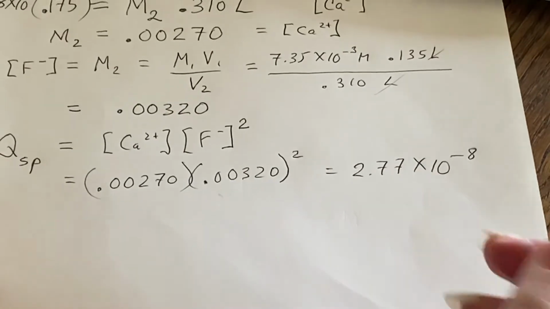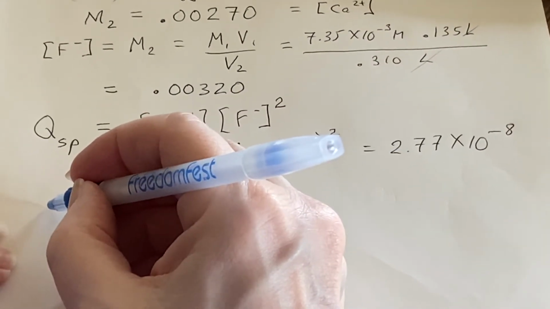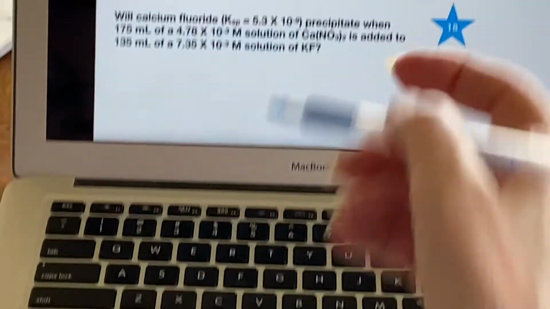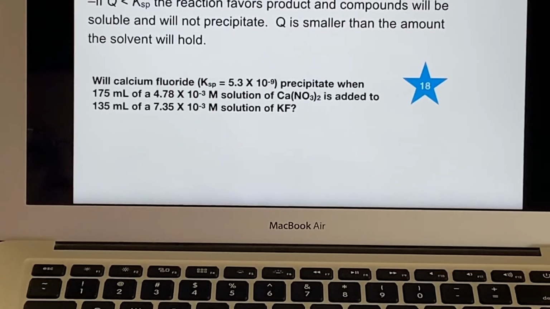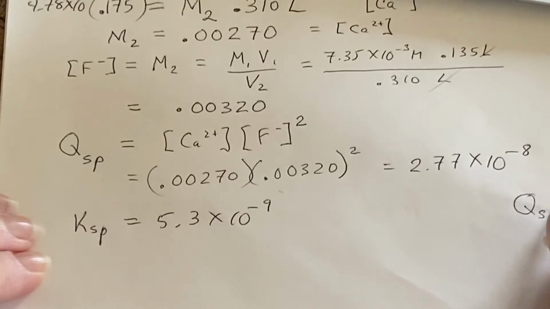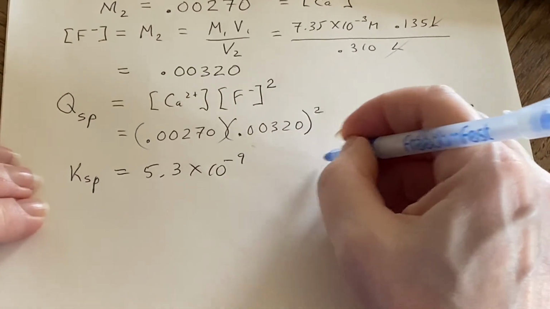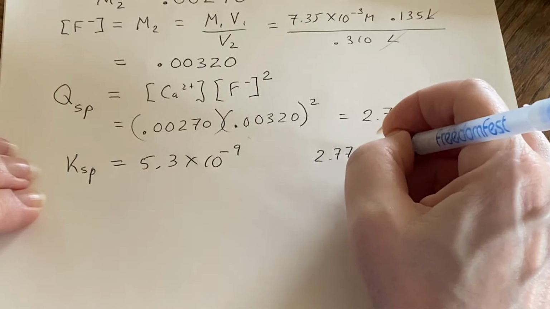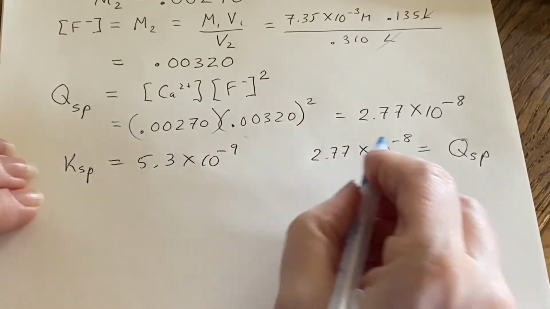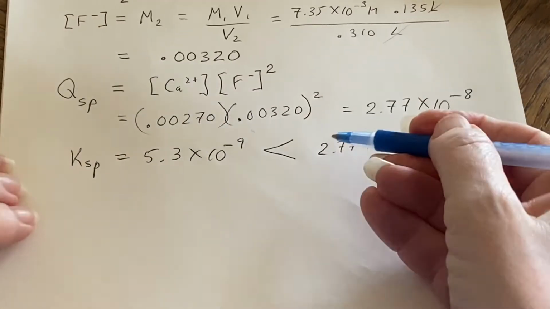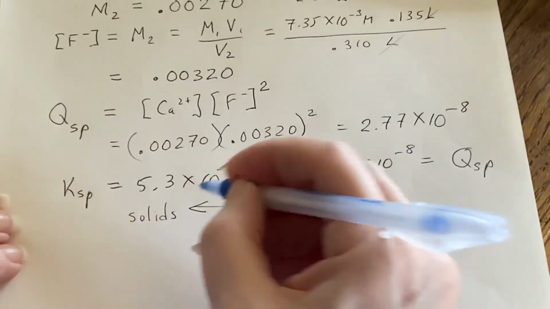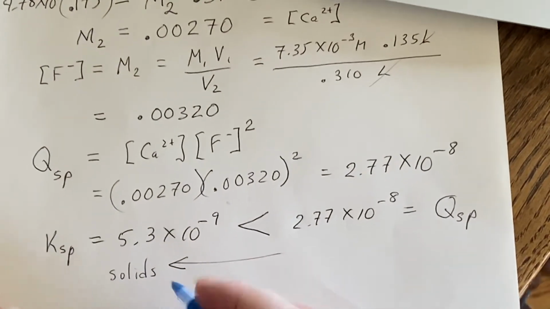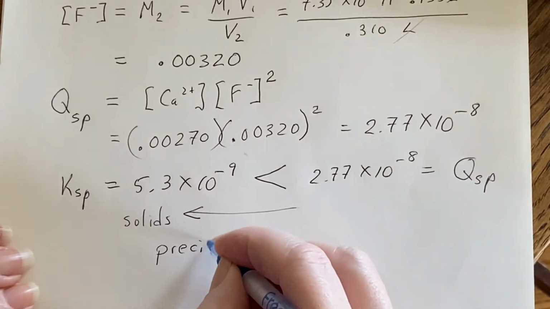And now I want to compare it. So what was the Ksp? They told me the Ksp was 5.3 times 10 to the negative 9. What was the Qsp? That was this one that we just figured out here, 2.77 times 10 to the negative 8. Well, that one's bigger. My arrowhead tells me it's going to go back towards solids. So I am going to have a precipitate. So we do have precipitation.